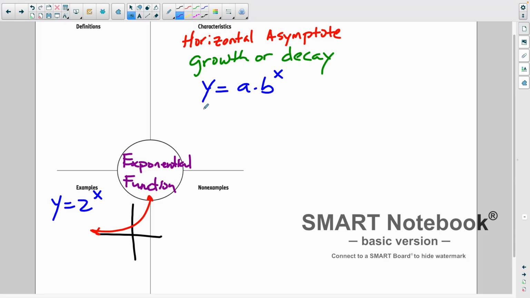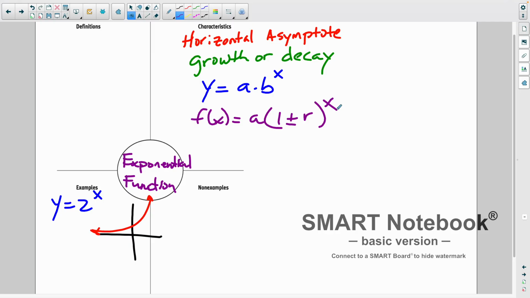You can also have a function that looks like this. In place of the b, we might put a 1 plus or minus r. So that r is our growth rate or our decay rate. If it's a plus, then it would be a growth rate. If it's a minus, then it would be a decay rate. So we're kind of defining what it is there a little bit more. All right? Obviously, could you fill in non-examples? Yeah. Sure. All right, I'll let you kind of do that on your own.